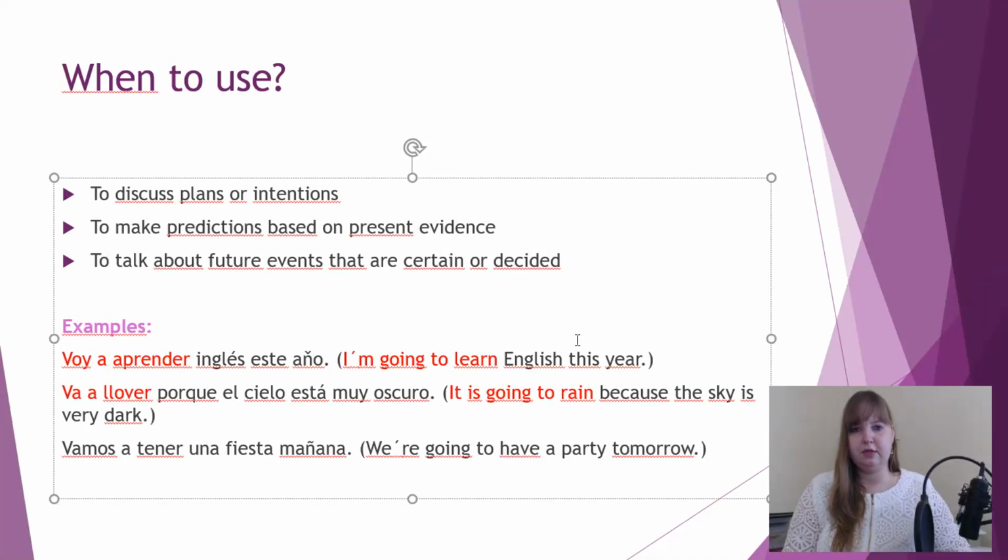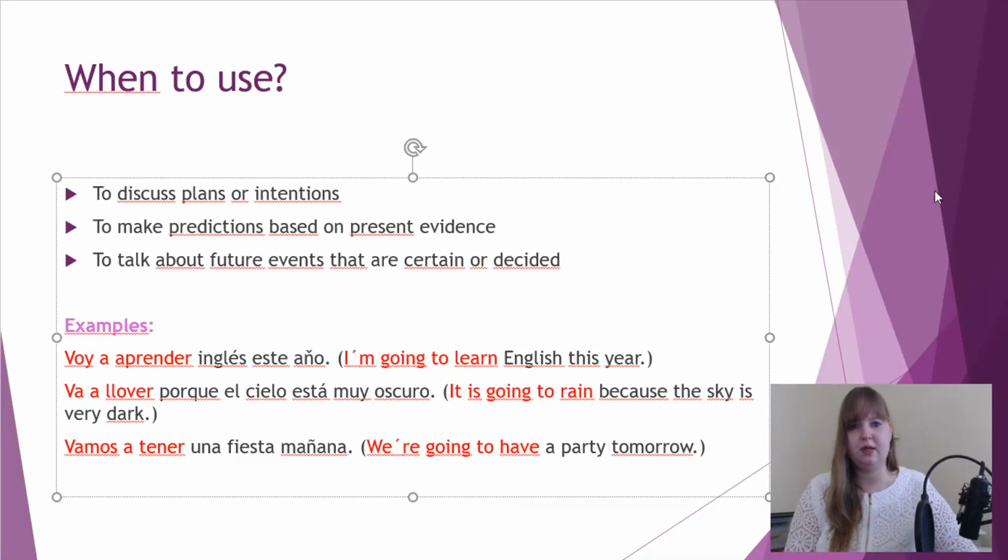And we also use this construction when we talk about future events that are certain or decided. For example, vamos a tener una fiesta mañana. Vamos a tener una fiesta mañana means we are going to have a party tomorrow. And again, vamos a tener is the construction. Vamos a tener means we are going to have. Una fiesta means a party, and mañana means tomorrow.